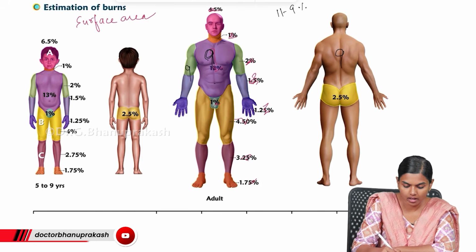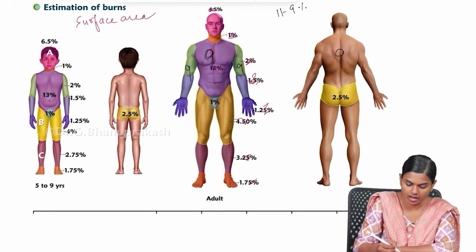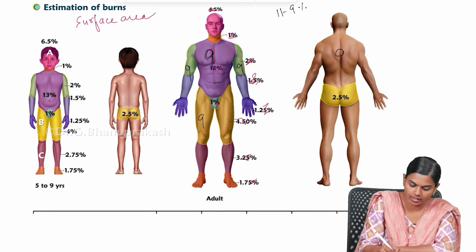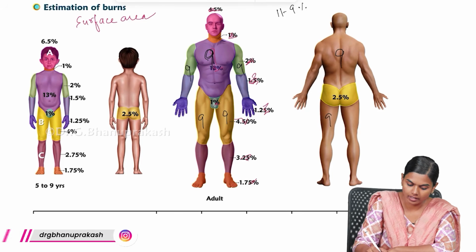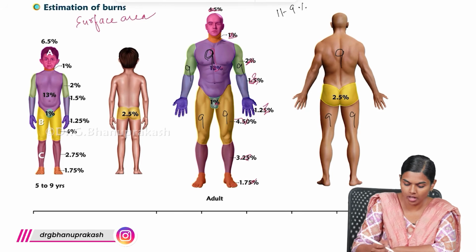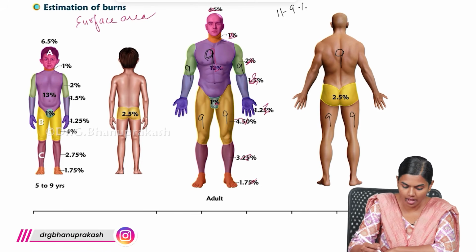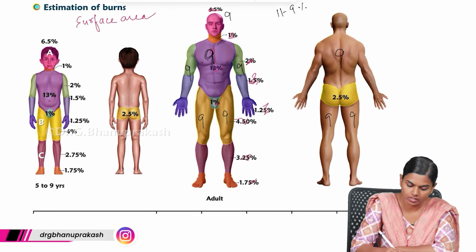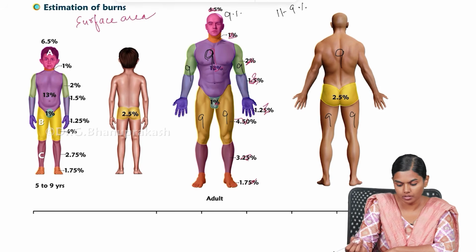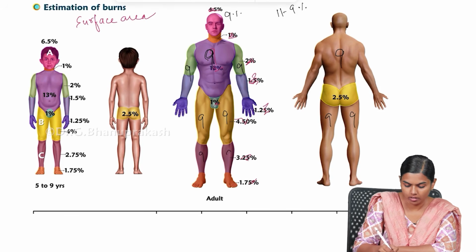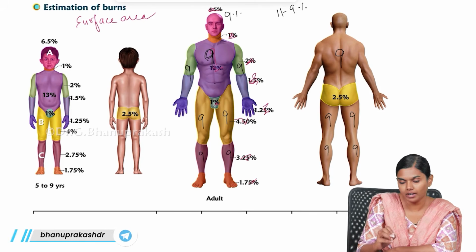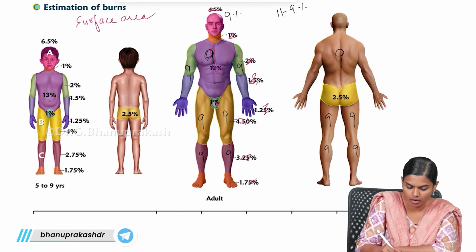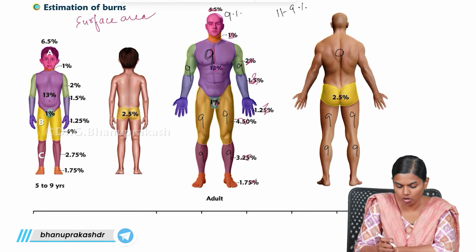Then you get the arms 9%, 9%. Here front of the leg 9 and back of the leg 9. So totally till now you have got 1, 2, 3, 4, 8. Then you have the head and neck, which is another 9%. So you get the 11 nines, and perineum is 1%. So this is the rule of 9.